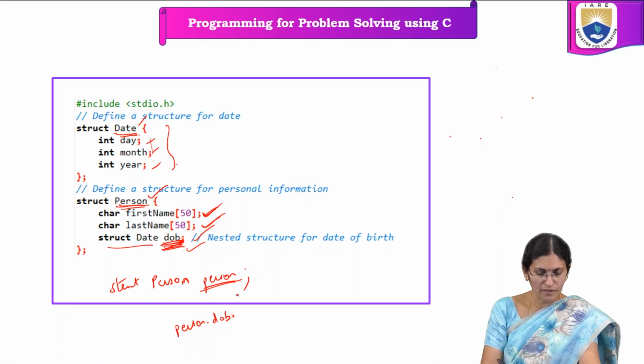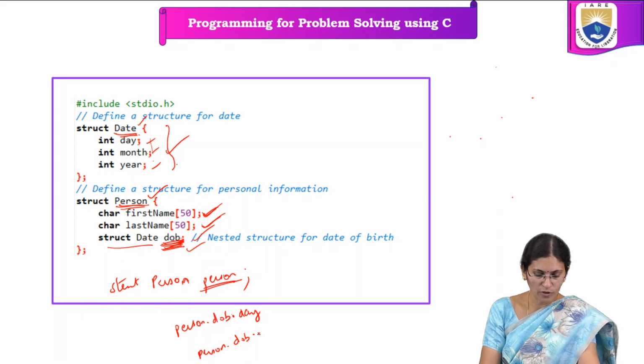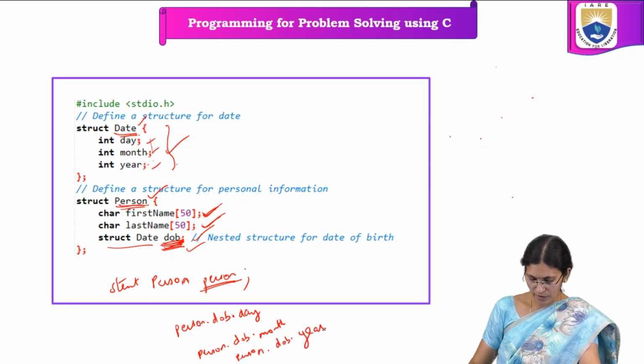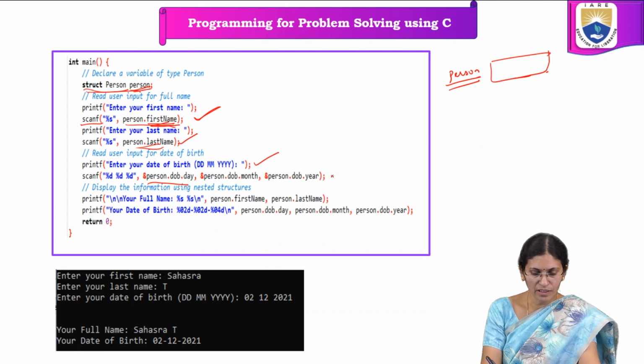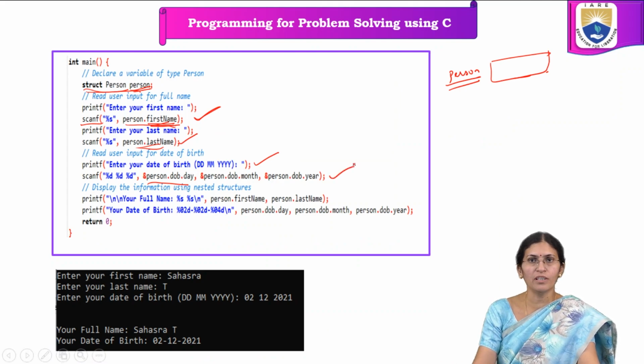So this will again have, in order to access each one, we can access it again by the dot operator, dot day. In order to access the month, we can use person dot dob, the dob variable name, dot month. And to access the year, we have person dot dob dot year. So in this way, we can read the values into the corresponding members of the structure.